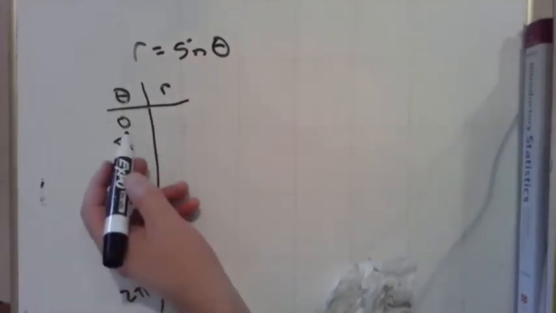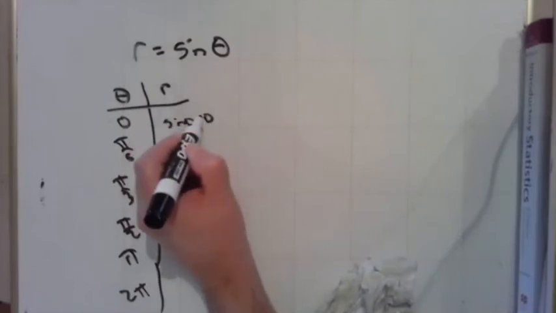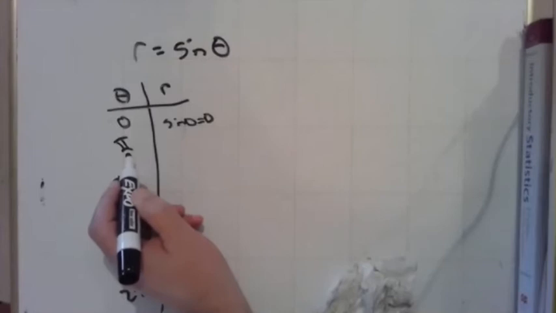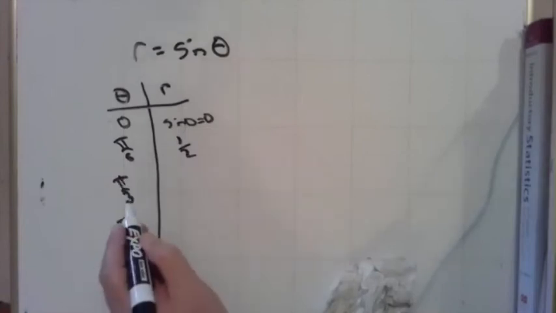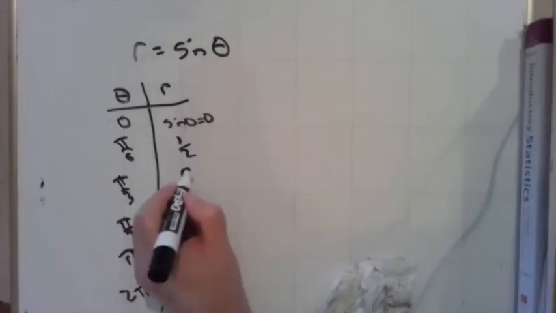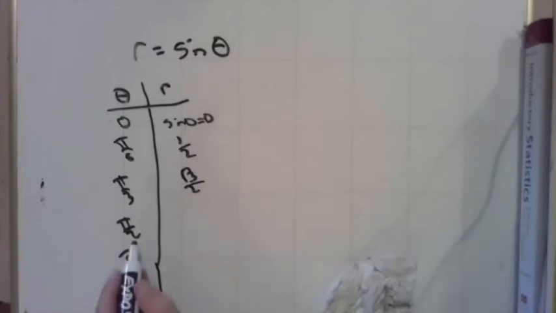Okay, so at 0, my r is going to be sine of 0, which is 0. Sine of pi over 6, that's sine of 30 degrees, that's a half. Sine of pi over 3 is root 3 over 2. Sine of pi over 2 is 1, that's sine of 90 degrees.